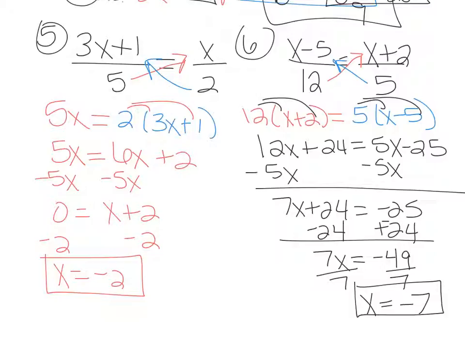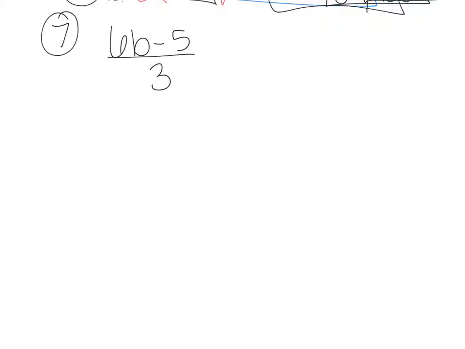Okay, is this going okay? Hopefully not too hard. You guys want to try one on your own? It's going to be a lot like the last one we just did. Number 7. And I want you guys to be super careful on this one. Let's try (6b - 5)/3 = (12b - 10)/6.